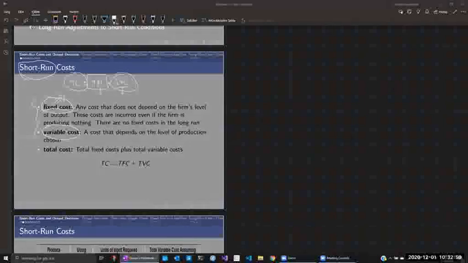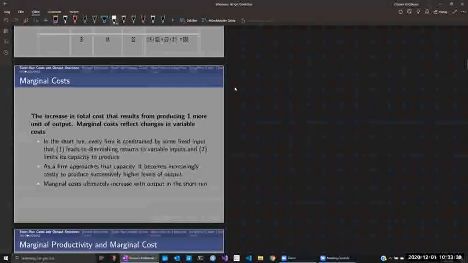But how long the short run is depends on your production. If you're a steel factory, for example, then the long run is a longer period as compared to a smaller enterprise, like a supermarket or a small grocery shop. But the main difference is that there are some fixed costs that we cannot get rid of in the short run, but in the long run, all the costs are variable.